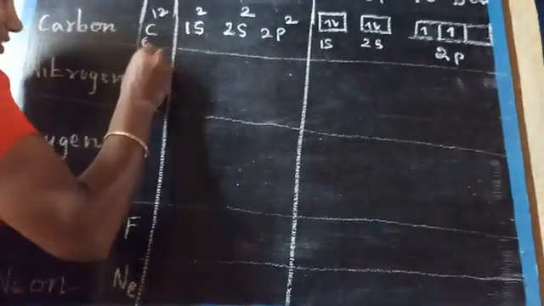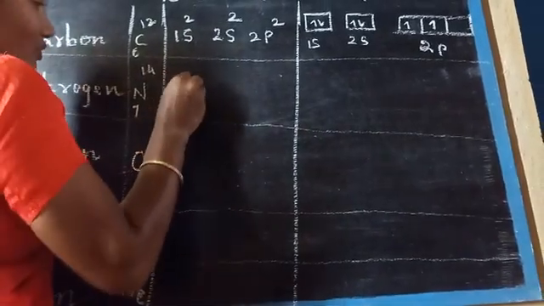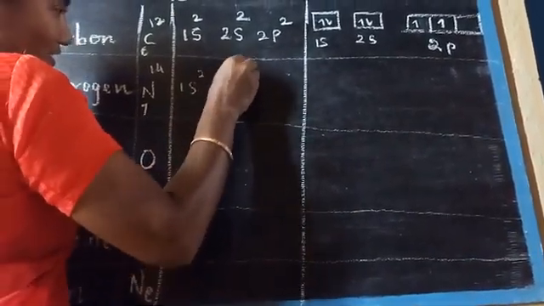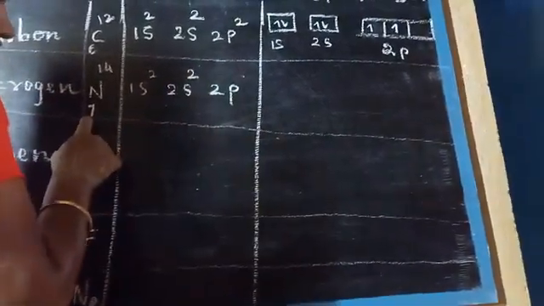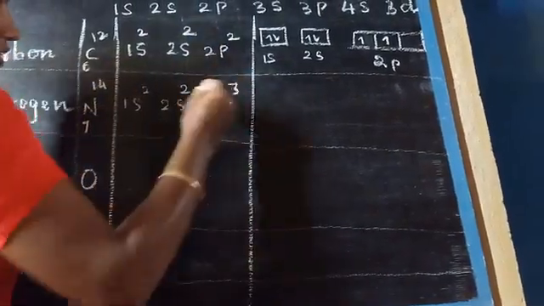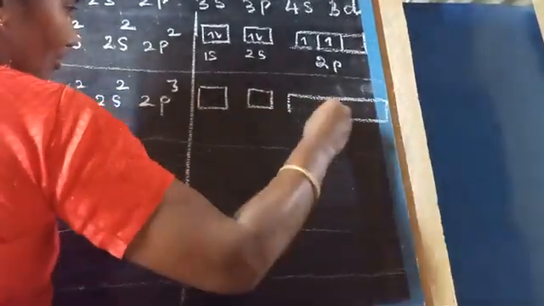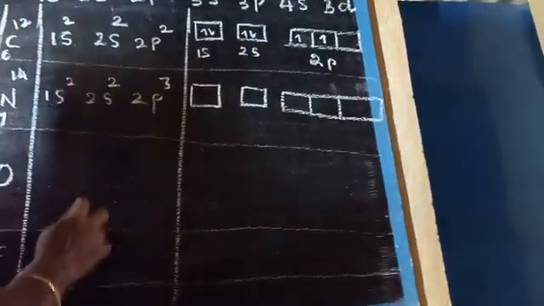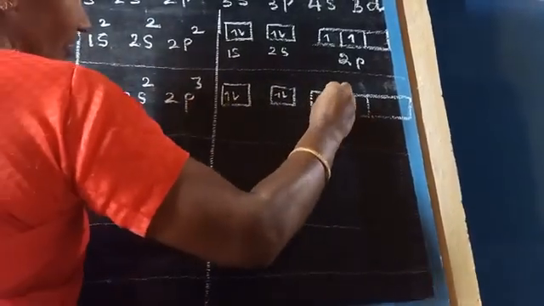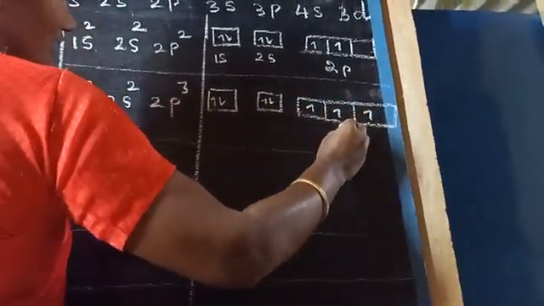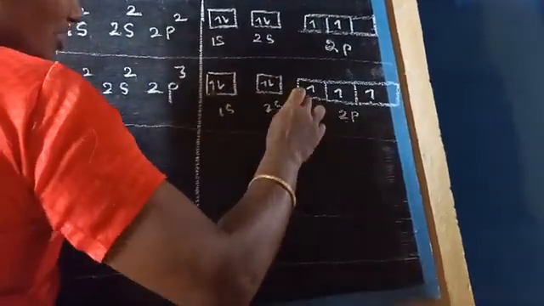Atomic number 7, mass number 14, number of electrons 7, number of protons 7. Okay, so 1s2, 2s2. Next one 2p. Already 4 electrons are filled, remaining 3. So 2p3. Okay, so now 1s, 2s and 2p. 2p, how many orientations? 3 orientations. 1s 2 electrons, 2s 2 electrons, 2p 3 electrons, 1, 2 and 3. Okay, so 2p, 2s and 1s. Here to mention the axis.